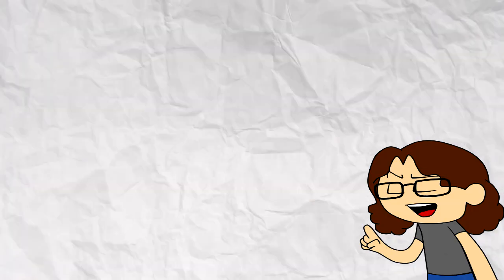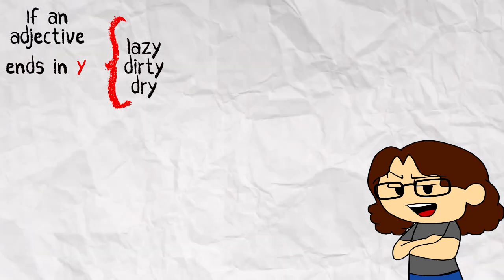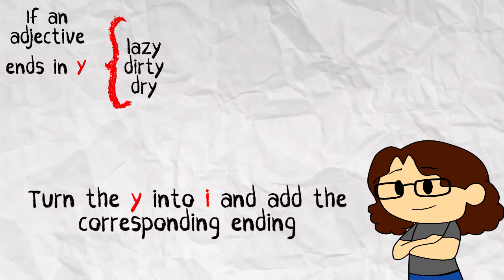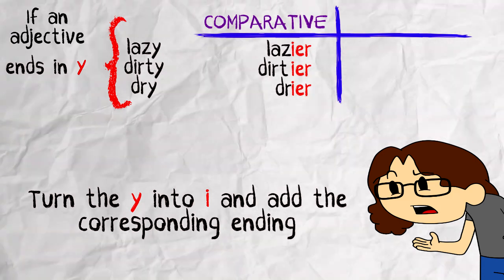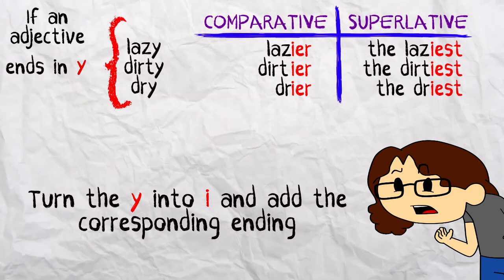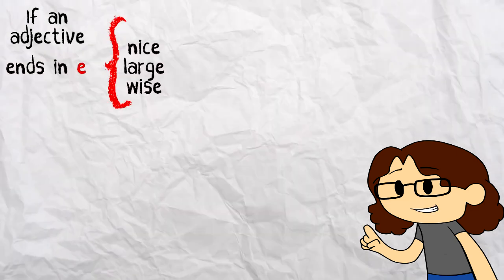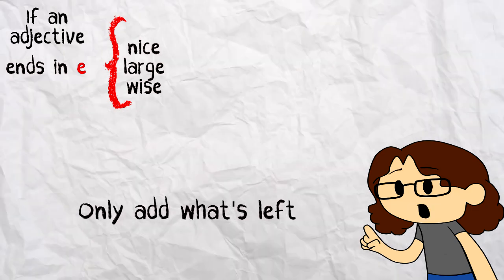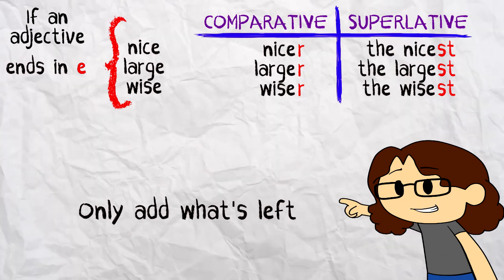Now, look at these cases. If the adjective is a word that ends in y, you change it into I, and then you add the corresponding ending. Er if it's the comparative, or est if it's the superlative. If the adjective is a word that ends in a silent e, an e that is not pronounced, or normally an e, you only add what's left because the word already has that e.